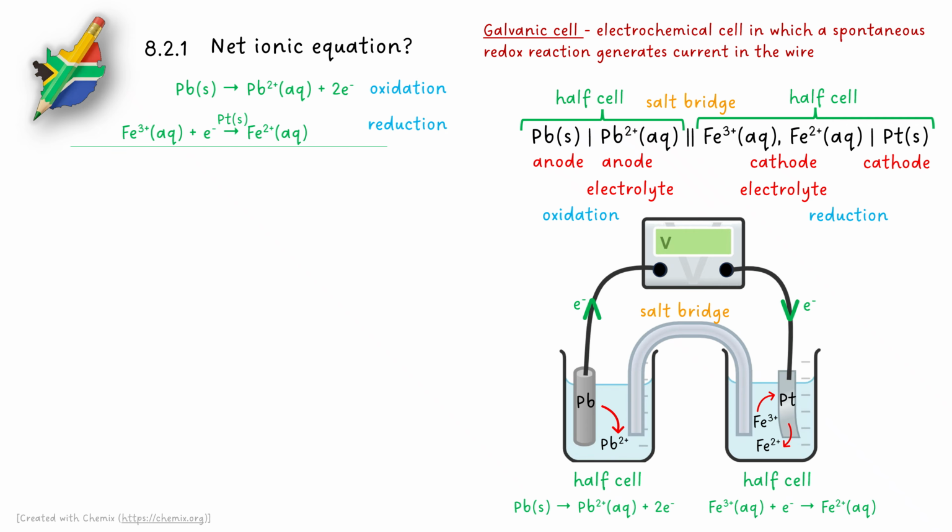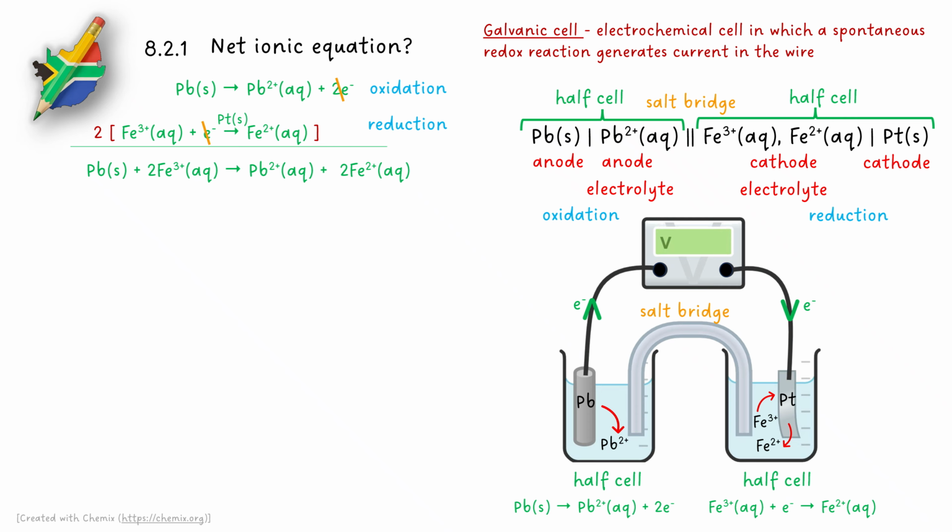Now that we have the oxidation and reduction half equations, we can add them to get the overall redox equation. We need to cancel electrons, so we must multiply the reduction half equation by 2. Now the electrons on the left and the right can cancel since there are 2 electrons on each side. We can add what remains, and we get solid lead metal reacts with 2 iron 3+ ions to produce lead 2+ ions and 2 iron 2+ ions.